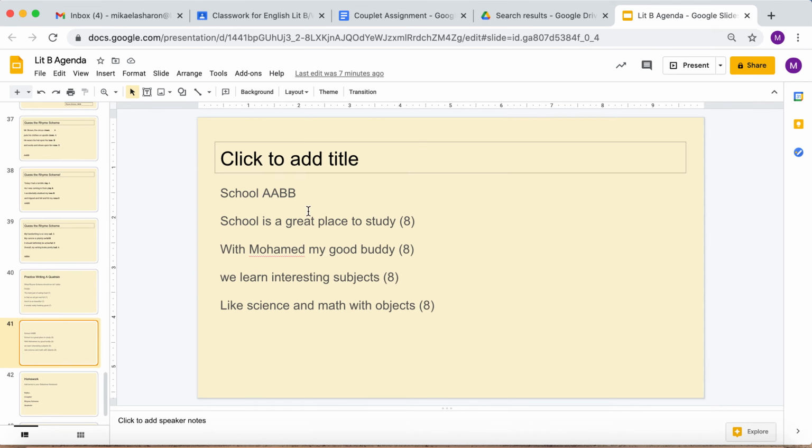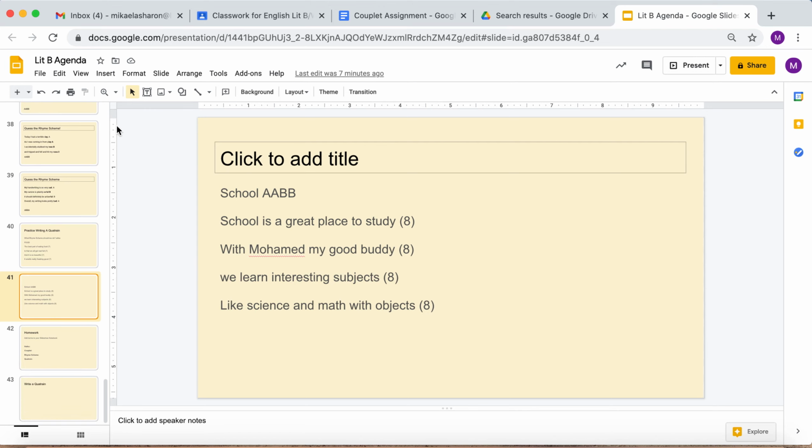This is the other one that we came up with in period 3, and our rhyme scheme here was AABB. School is a great place to study with Muhammad, my good buddy. We learn interesting subjects like science and math with objects. So we have some end rhyme here and some end rhyme here, study buddy, and each line is 8 syllables long, which makes this a quatrain because it's the right number of syllables.